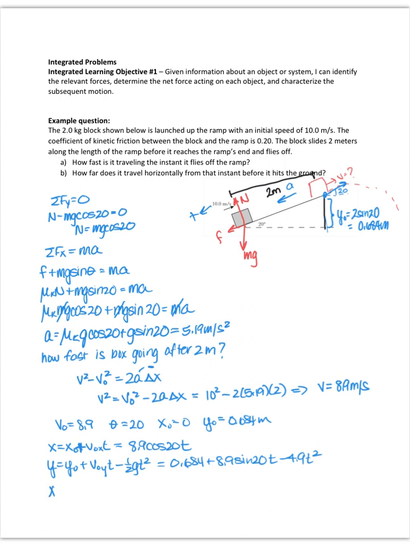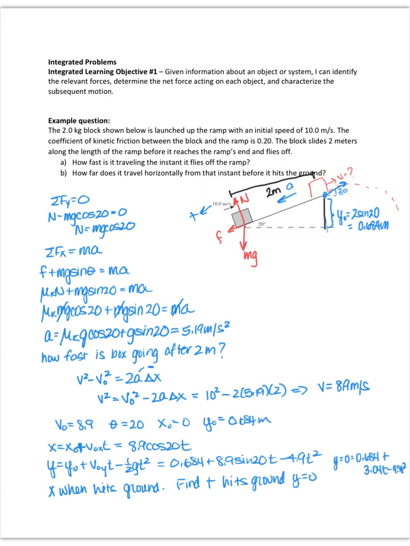So I want to know x when it hits the ground. I can find the time that it hits the ground by letting y equal 0. So if I let y equal 0, it's y naught is 0.684. Then my v naught times the sine of 20 is 3.04. And then minus 4.9 t squared.